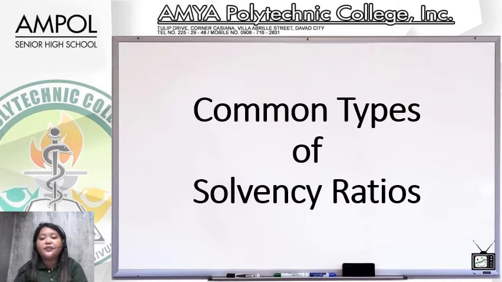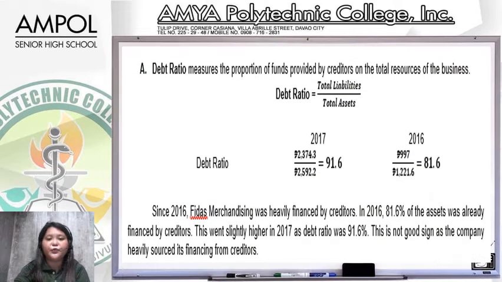Next, we have here the different common types of solvency ratios. So the first one is the debt ratio. So this measures the proportion of funds provided by creditors on the total resources of the business. So the debt ratio formula is total liabilities over the total assets.